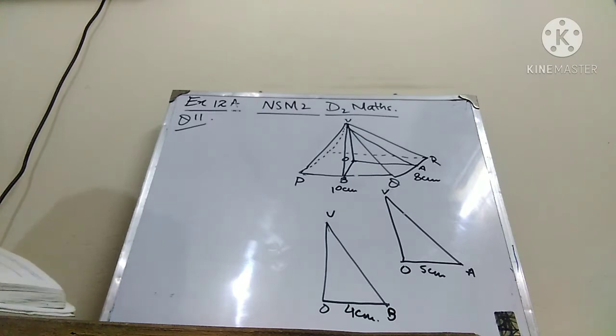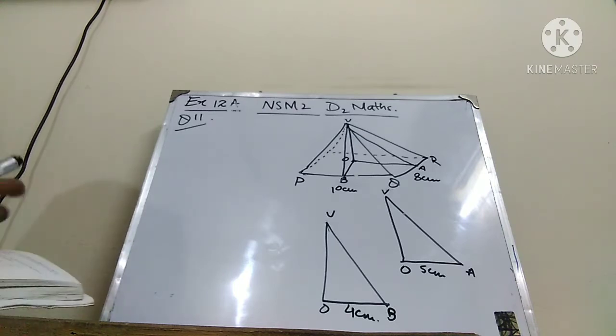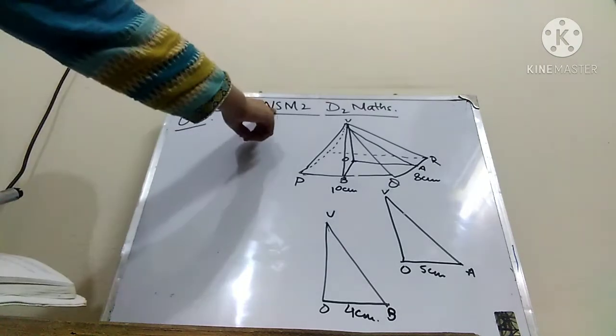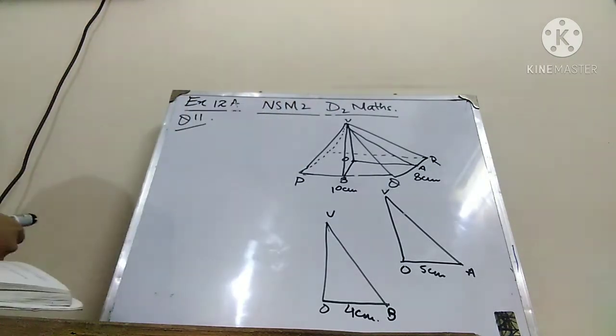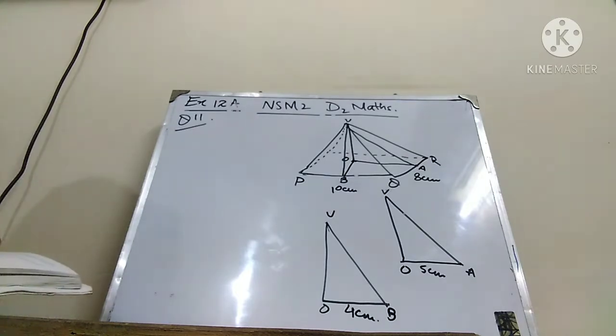So today our lecture is related to chapter 12, which is volume and surface area of the pyramids. Your book is in the syllabus Mathematics 2 D2 Maths. Okay students, as you can see on the board, I am going to explain you question number 11.